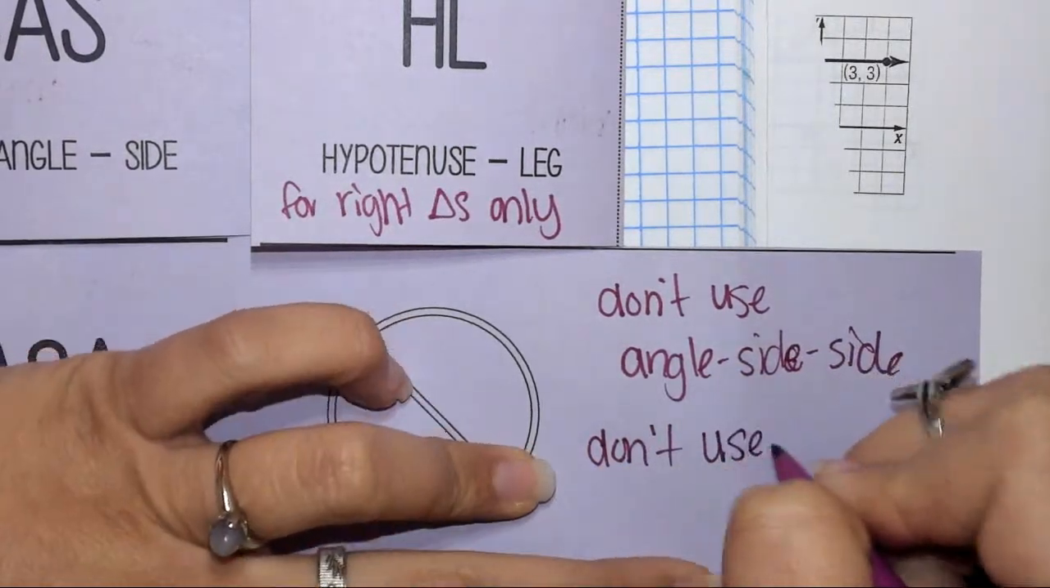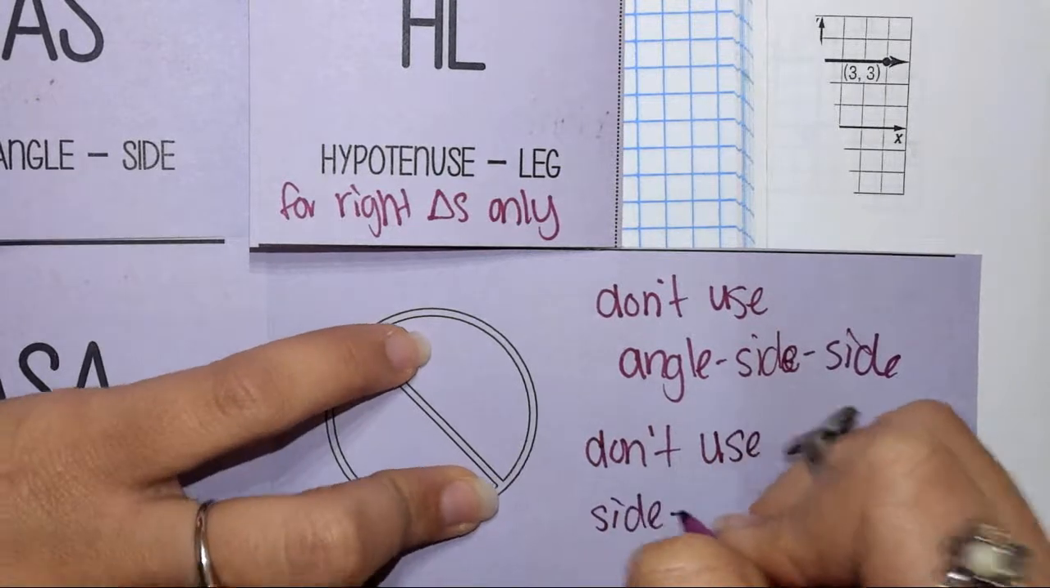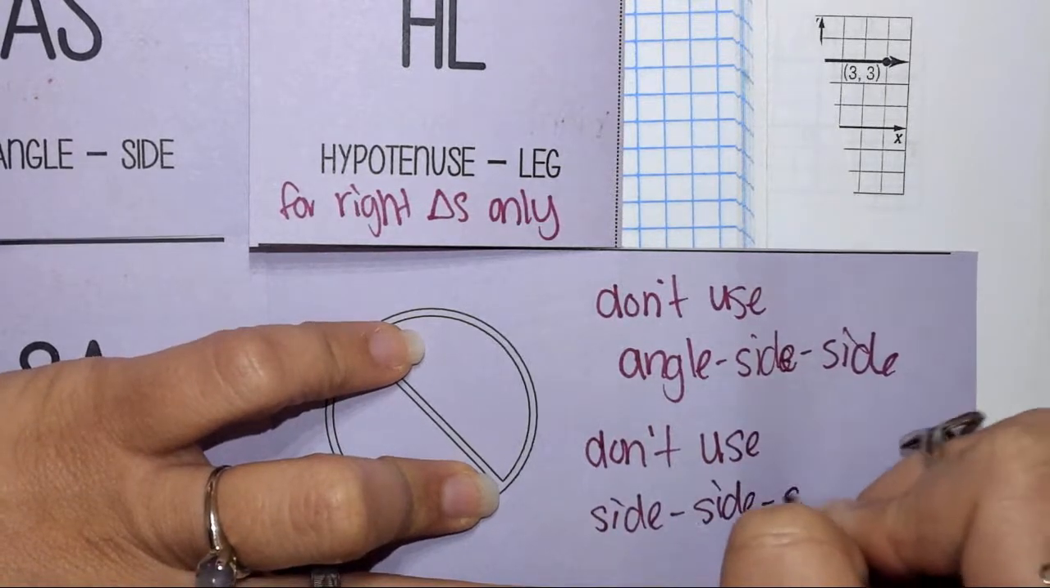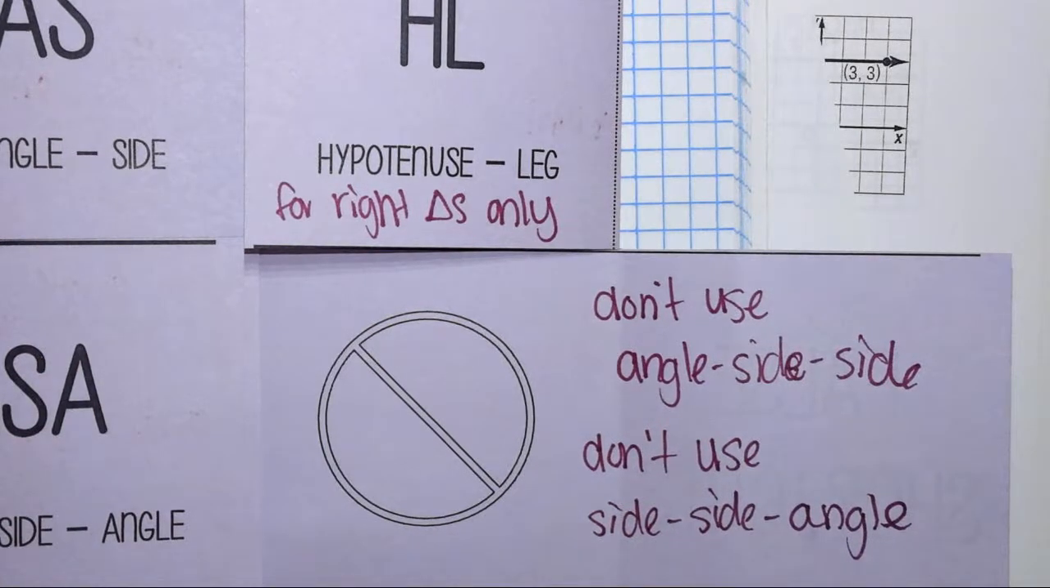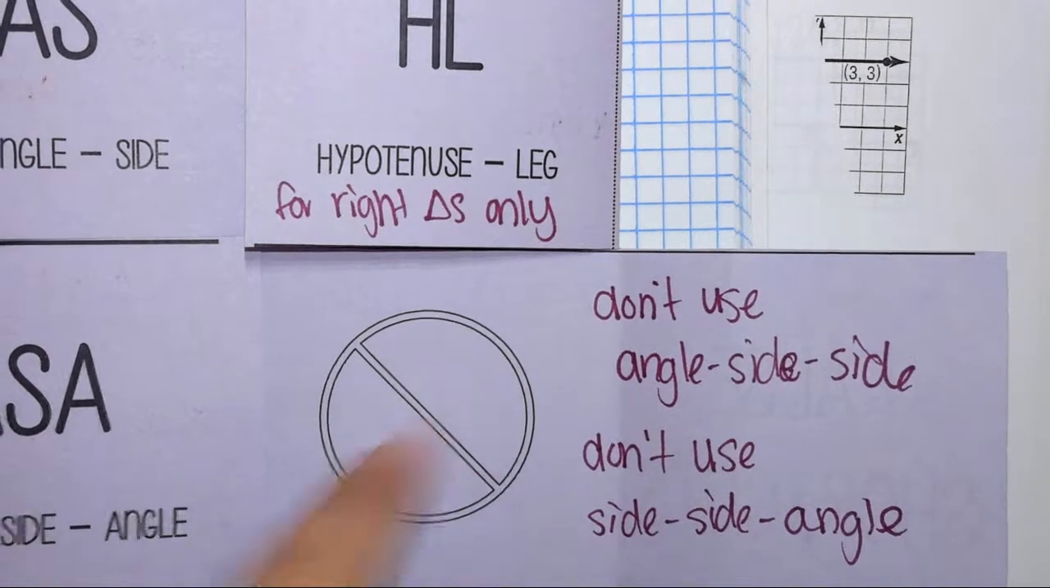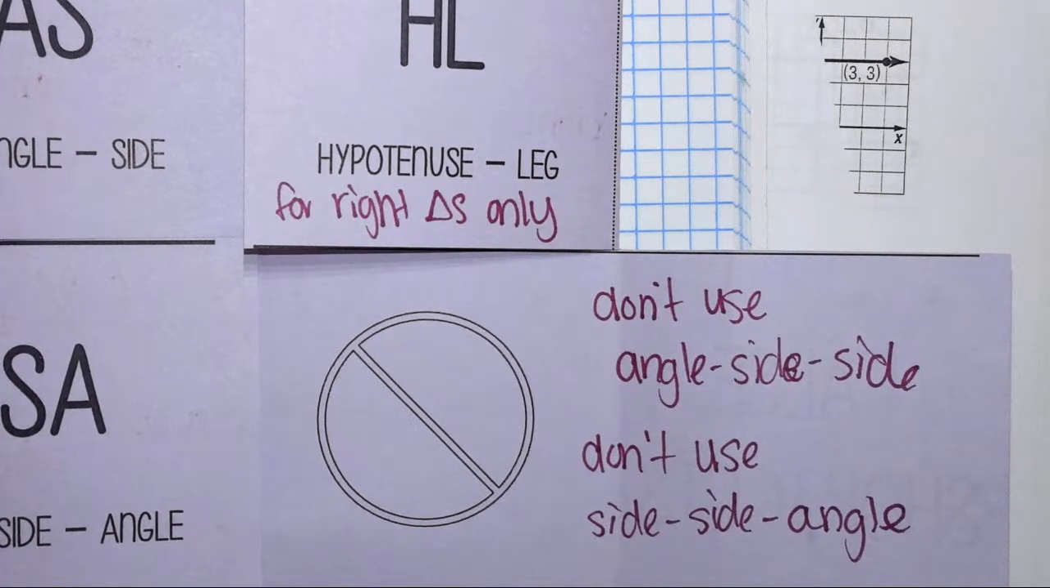Don't use side, side, angle. We can write that one, right? No. Would it make you feel better if we wrote them in the circle? Only if we can put the abbreviation in the circle. Would it just make your soul happy if we put the abbreviations? You have to put dashes in between them.